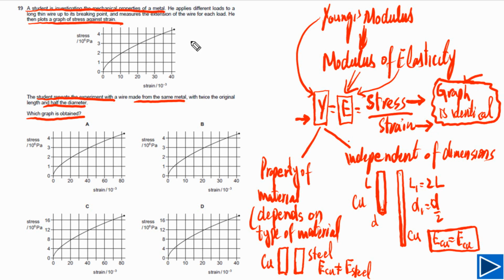This is our graph of the first wire. You can see this is the graph of the first wire. This has to be the graph for the second wire because these two graphs have to be identical. So this is the graph for the second wire. Graphs are identical. Why? Because it is made of the same material. So our answer for this question is B.